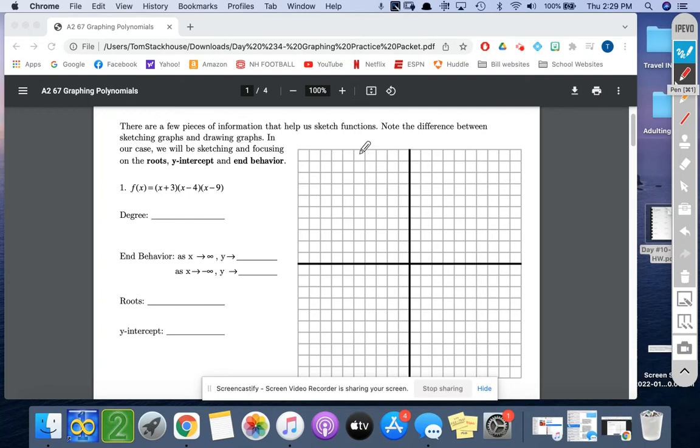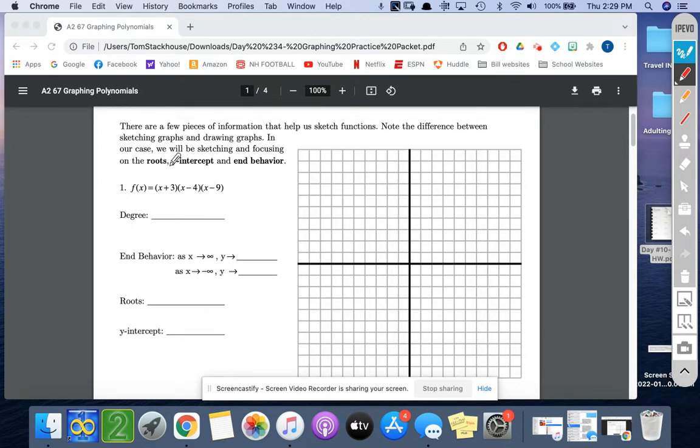Hi everyone. So this video today is going to be talking about graphing polynomials, especially in factored form. This first example is from the homework from block day, which was Wednesday and Thursday, the 26th and 27th of January.